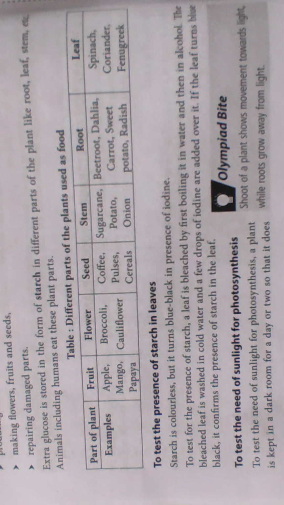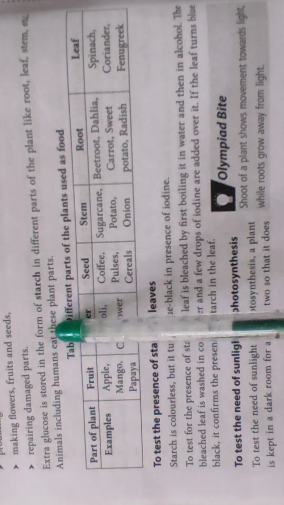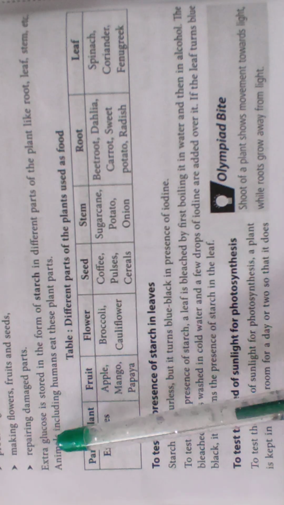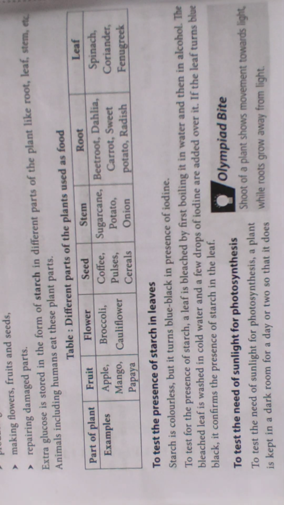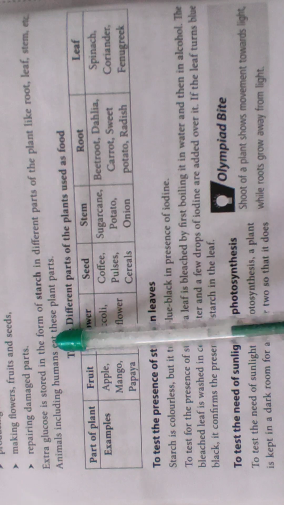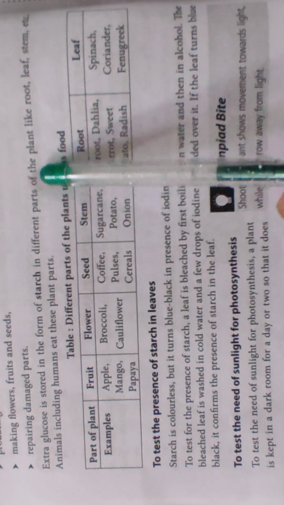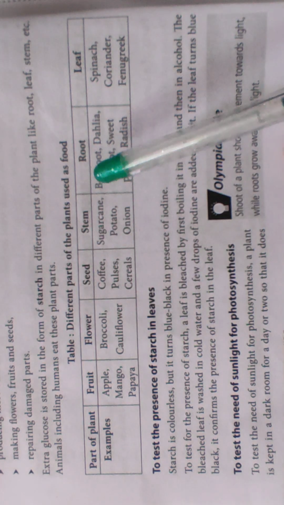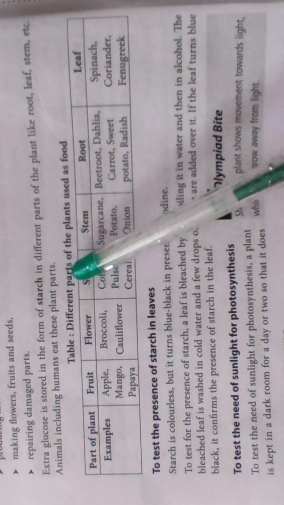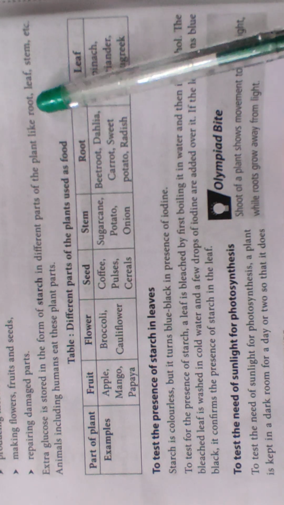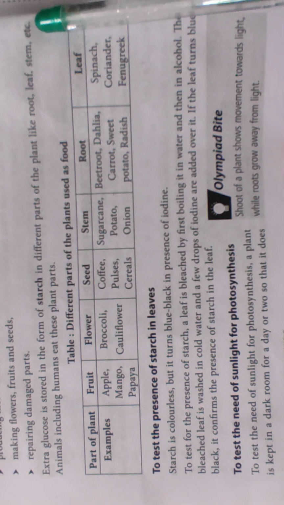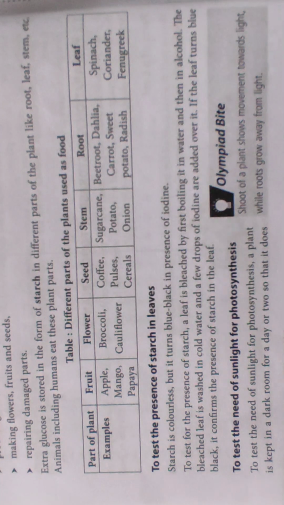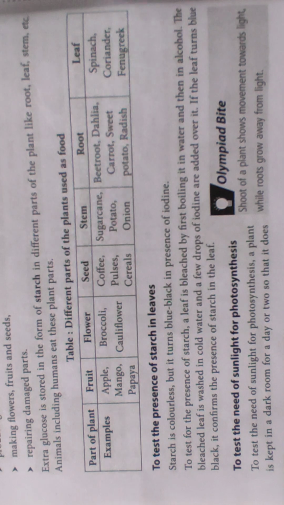Now the extra glucose is stored in the form of starch. If extra glucose remains, plants store it in the form of starch in different parts of the plant, like roots, leaves, stems, etc. Animals including humans also eat these plant parts.